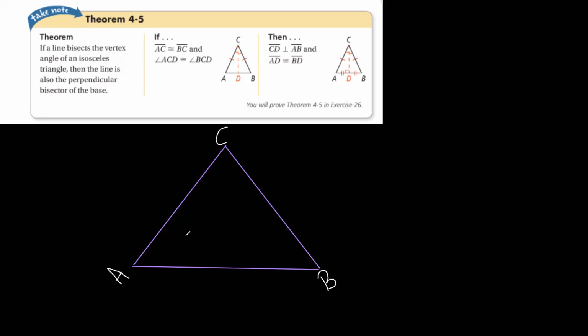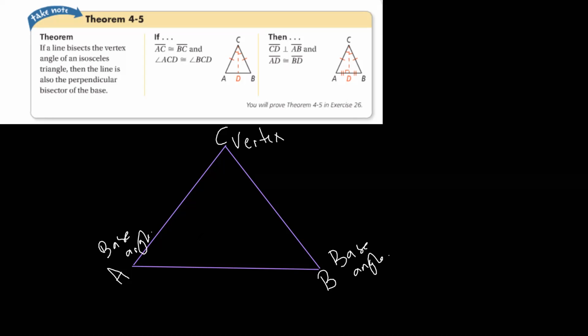Now, if a line bisects the vertex angle of the isosceles, I said before that here, we name this one with a vertex angle, and this one we name with a base angle, and this one also we name with a base angle. Now, in this theorem, he told me that if there's a line that bisects the vertex angle of an isosceles triangle.